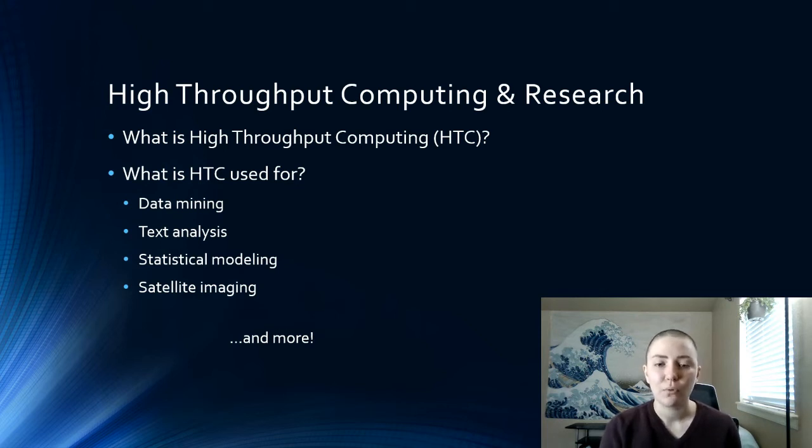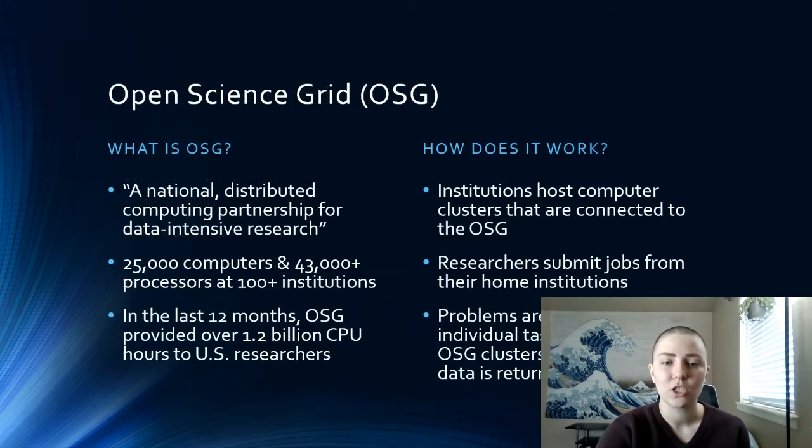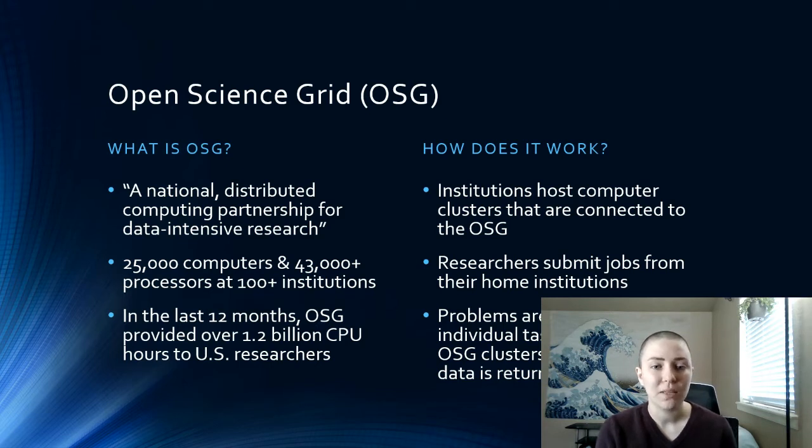One of the most accessible resources available to us is the Open Science Grid. According to the organization, the Open Science Grid is a national, distributed computing partnership for data-intensive research. OSG for short, it is made up of over 25,000 computers with more than 43,000 cores at over 100 institutions in the United States and Brazil. And in the last year, OSG provided over 1.2 billion CPU hours to researchers in the United States, including tens of millions of CPU hours dedicated to COVID-19 research.